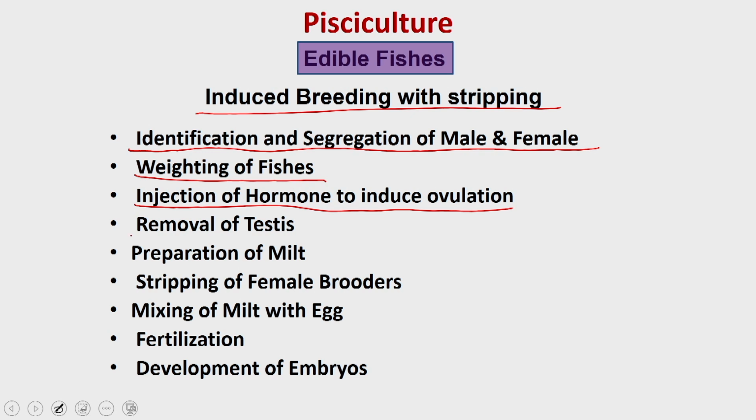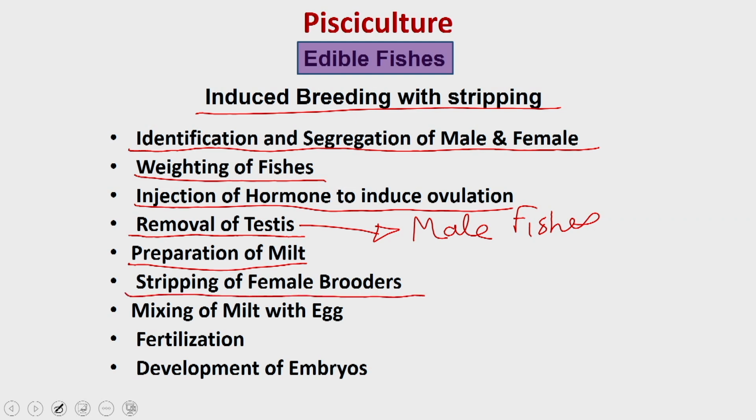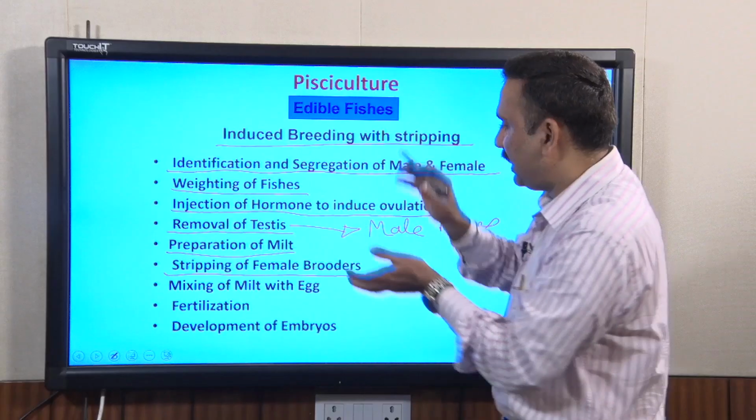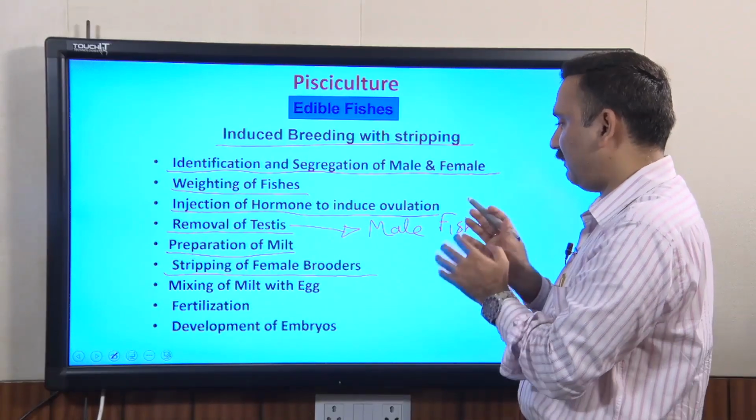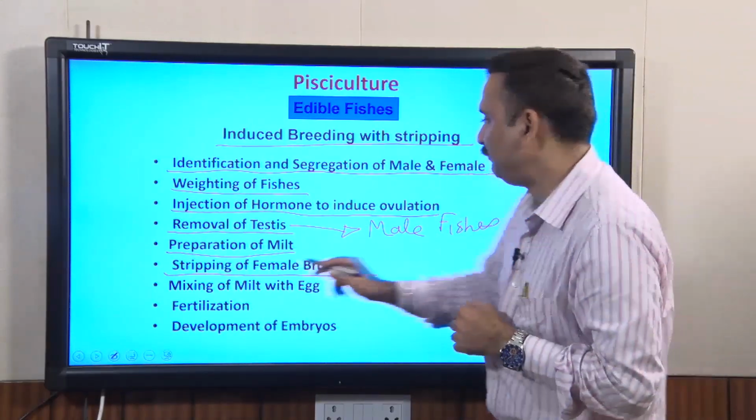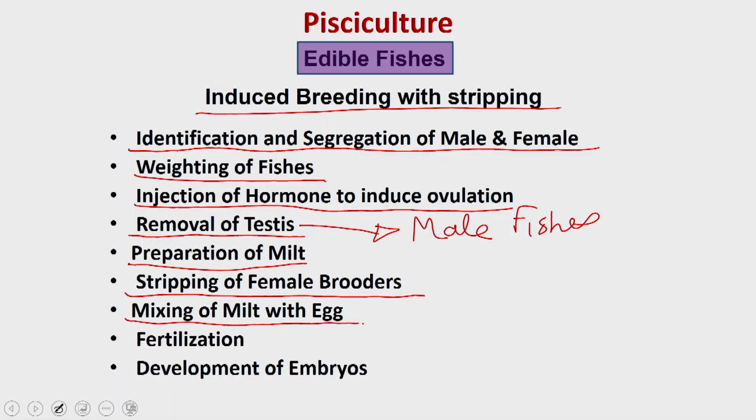Then you have to remove the testes from the male, and you have to prepare the milt. Milt is the preparation which you prepare from the testes of the male fishes, and then you have to strip the eggs from the female brooders. You have to manage in such a way that the milt preparation as well as the stripping of the female should be at the same time or almost the same time. Then you are going to mix the milt with the eggs.